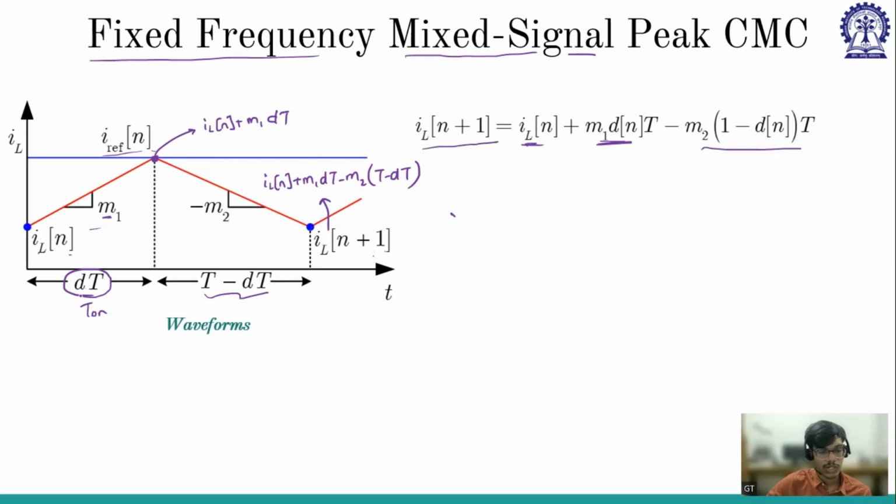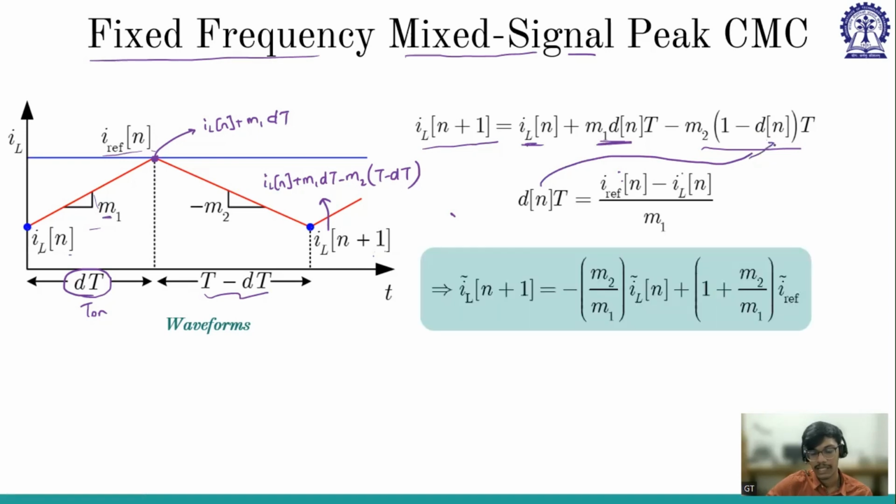Now, what is the duty ratio here? How to define the duty ratio? Duty ratio is nothing but this peak minus this point, divided by the slope. So d of n into T is nothing but the peak value minus this value, divided by the slope, which gives me the duty ratio. Now, if I substitute this back in this equation, what will I get? I will get terms in terms of IL of n plus 1.